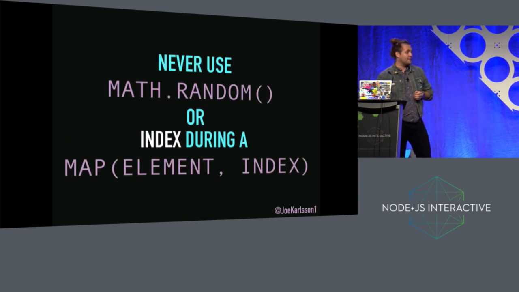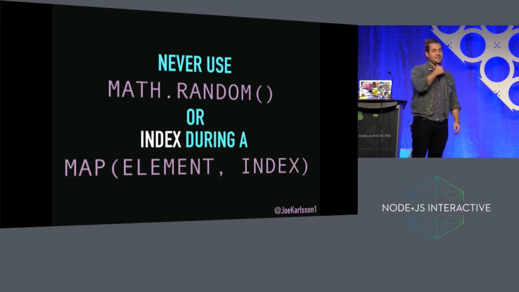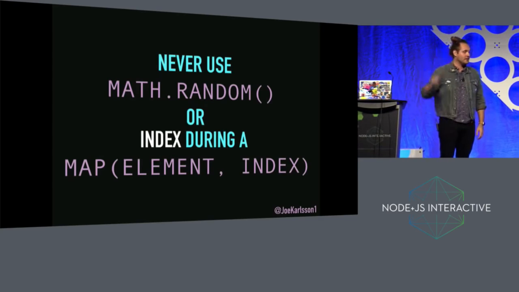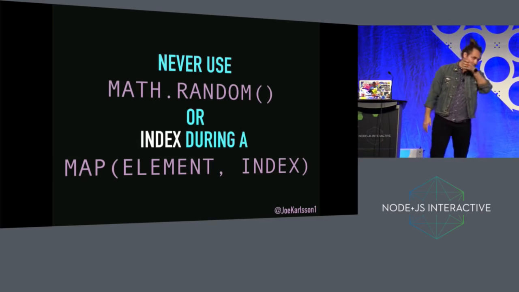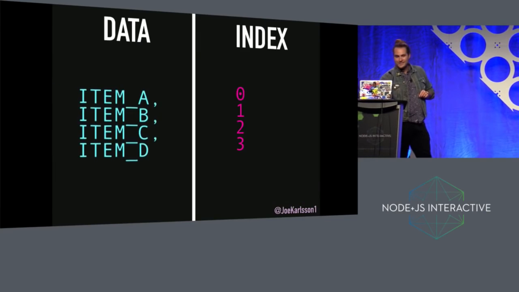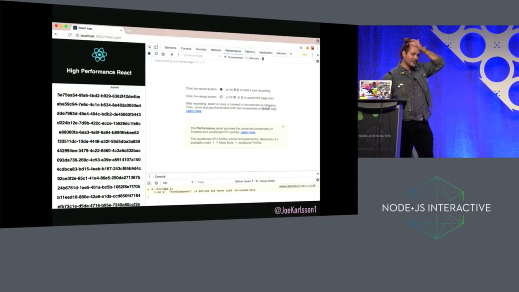So never use math.random. And something else I see commonly used is using indexes of an array. So if I'm looping over an array of items, that will mess it up. Don't do that. Let's see, I'm going to skip this part today. We're just showing how new indexes will mess it up.